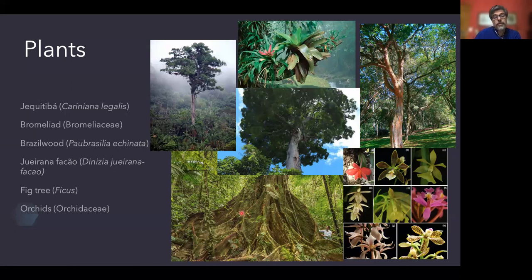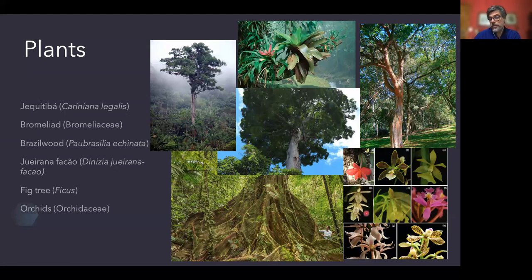is the fig tree, ficus. There are many species of ficus in the Atlantic forest, and they have this really nicely shaped trunk, base, and roots, really wide, and they also stand out.